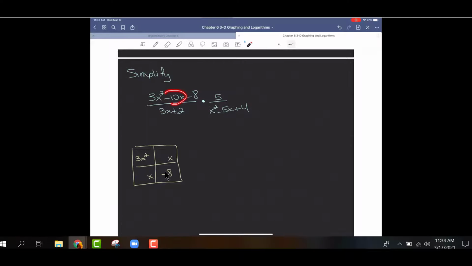So I got to figure out how I'm going to get -10. I got to split that into two different x's. And because I know that when I multiply, I'm getting that negative number, I know that one of these x's has to be positive and one of them has to be negative, right? So the only way I can multiply to get a negative number is by having opposite signs.